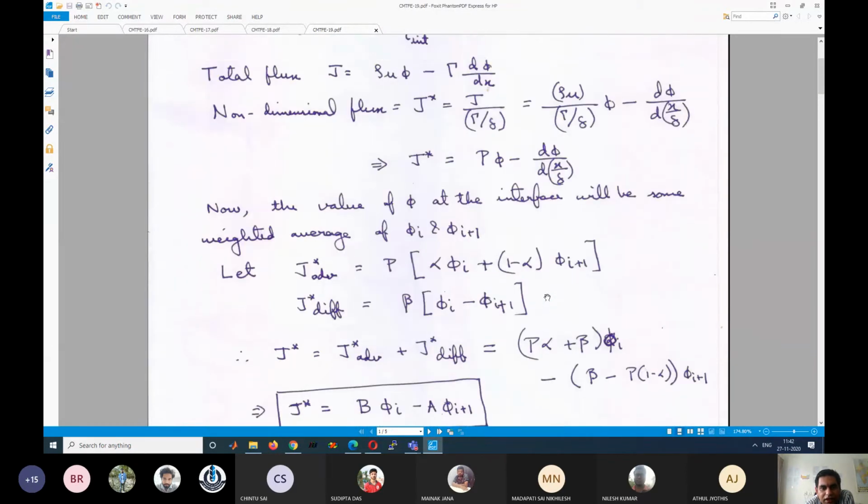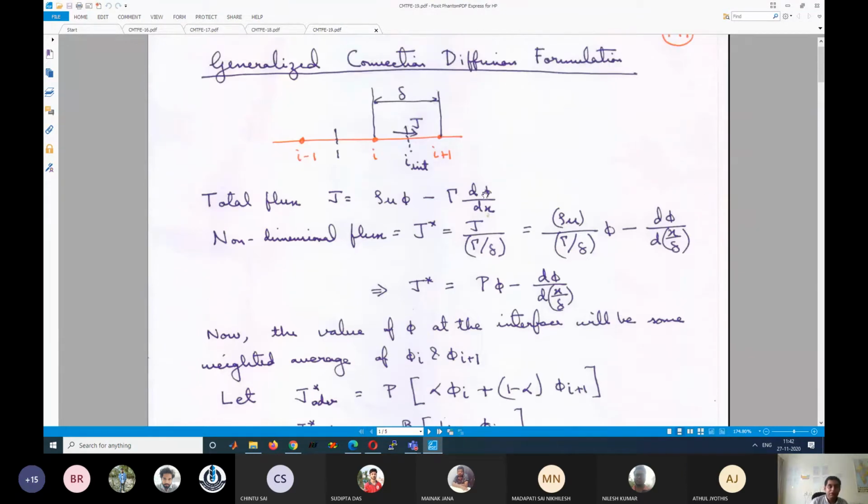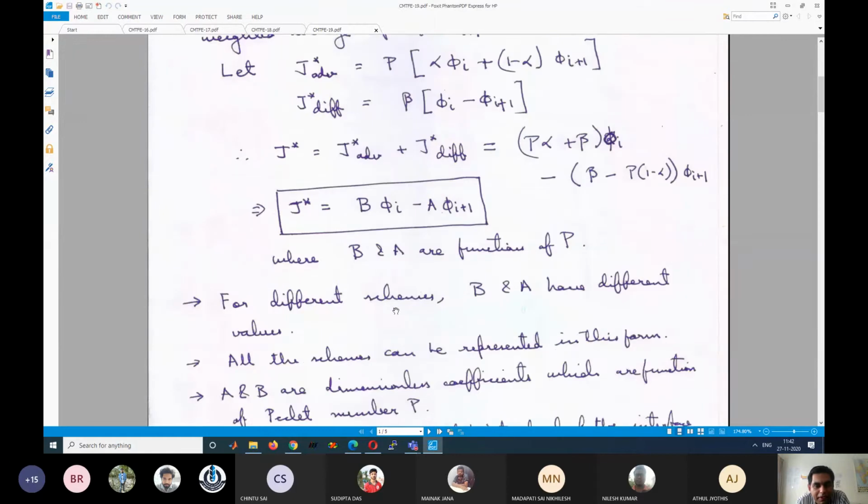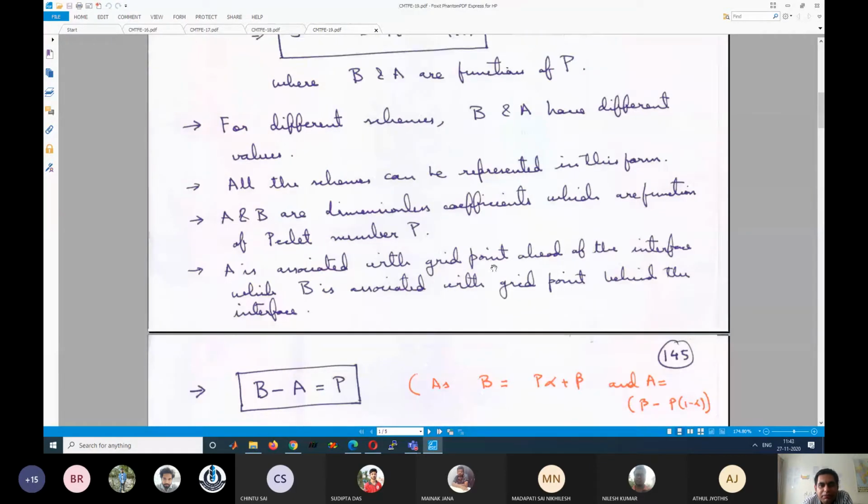The other thing is that A gives the effect of the grid point ahead of the interface. Whatever is the grid point ahead of the interface, A gives the value of that. And what is the effect of the previous grid point, before the interface or in the backward direction from the interface? That effect is given by B. So A is associated with the grid point ahead of the interface, while B is associated with the grid point behind the interface.